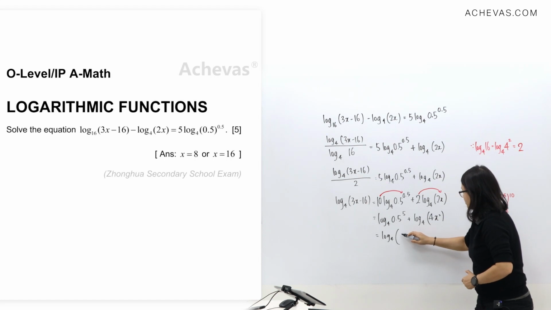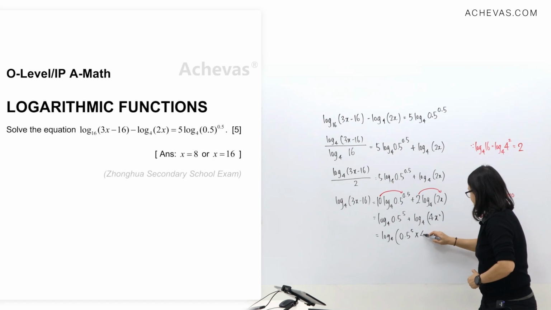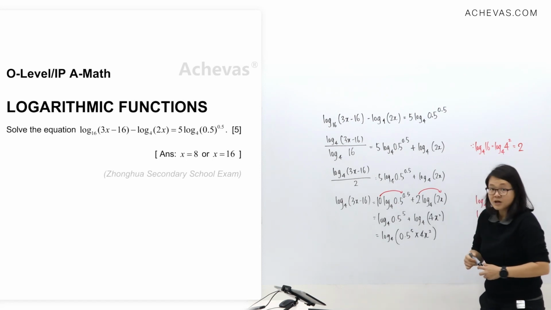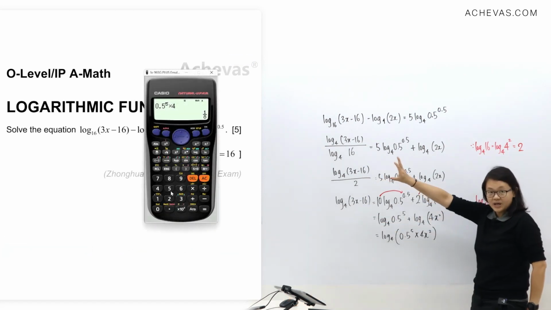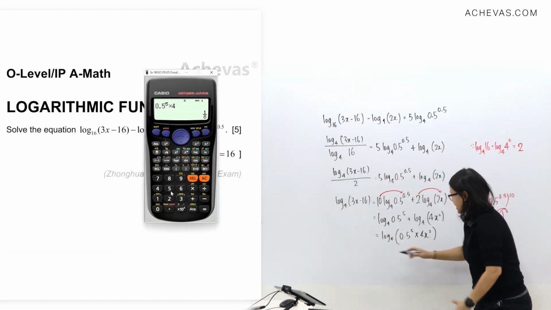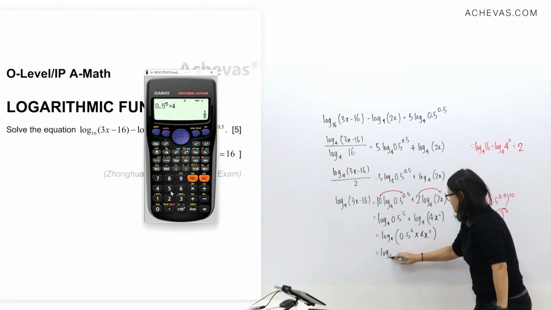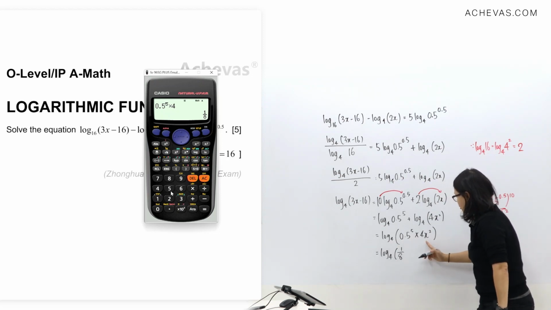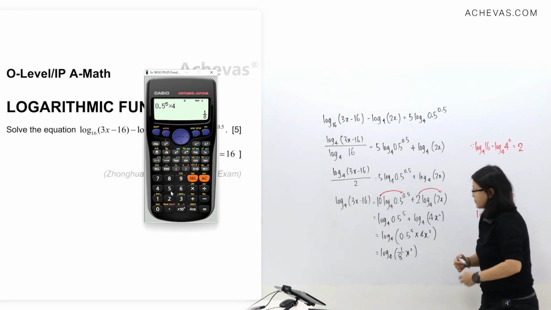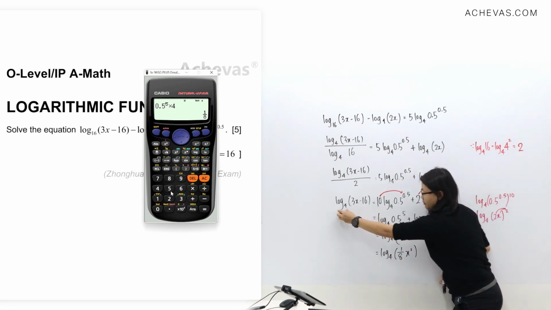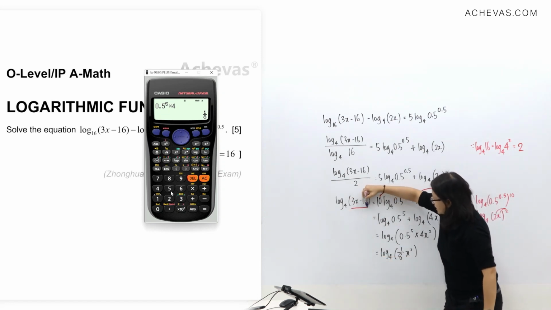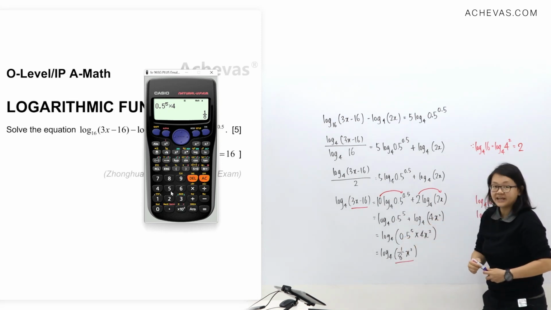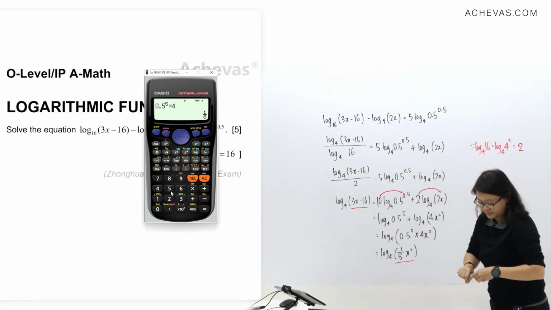What happened here is that we have 0.5 power 5 times 4x squared. Okay, so let's use calculator for this one here. You'll see from my calculator, we have 1 over 8. So let's just change that. So I have log 4, 1 over 8. Copy this one back, x squared. Now you can see that on the left, I have log base 4. On the right, I have log base 4, which means I can now equate 3x minus 16 to 1 over 8 x squared.